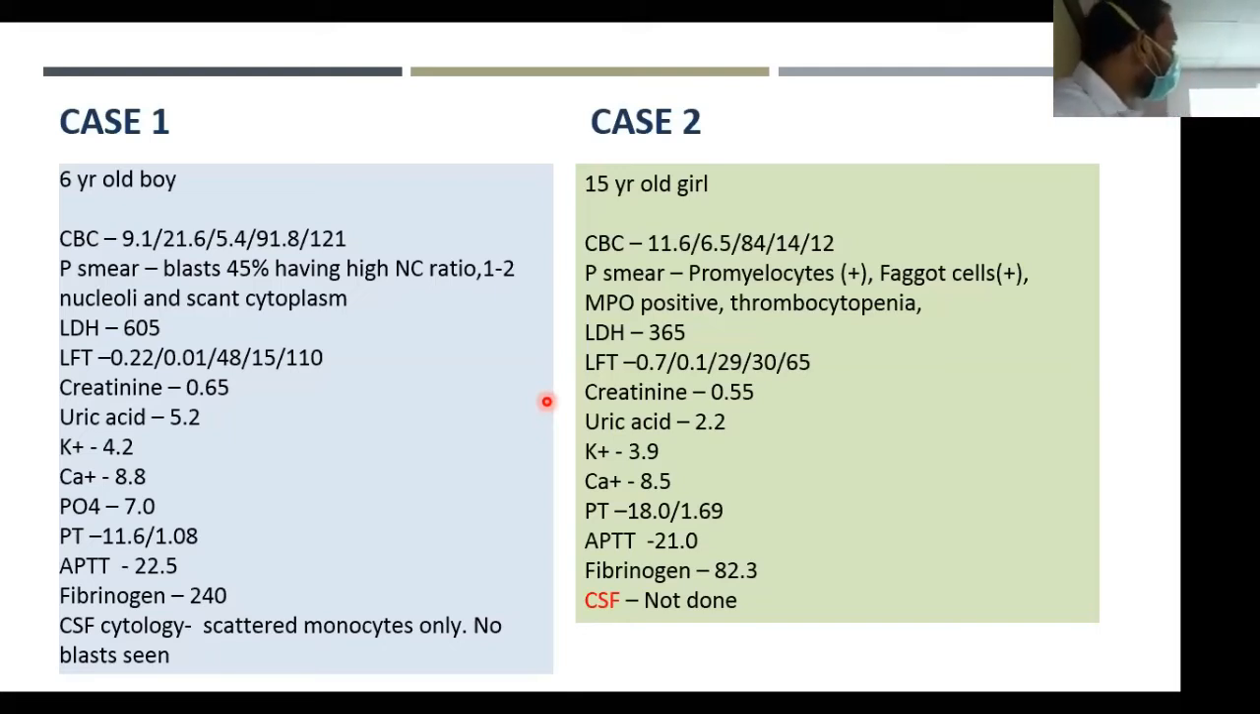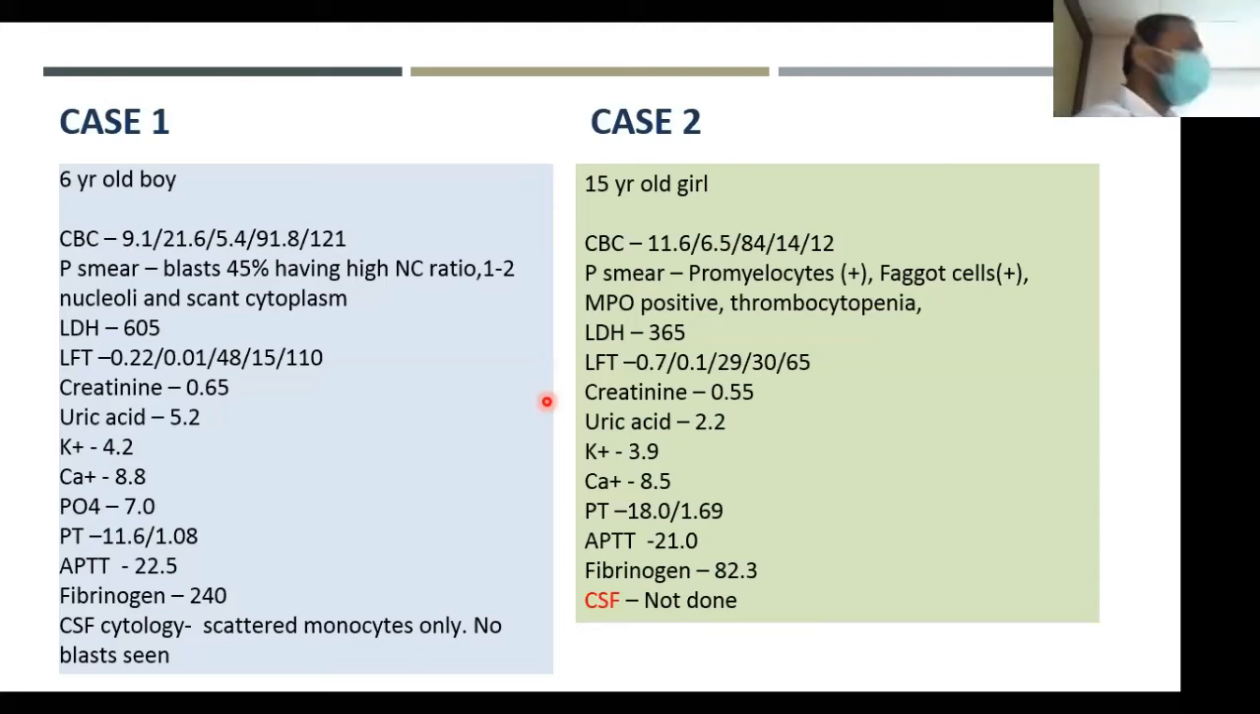MPO is positive, basically a myeloid marker. Thrombocytopenia. LDH is elevated, LFT and creatinine, everything is normal. You can see the PT is prolonged, and fibrinogen is very low, 82. So in this case, even if I correct only platelets, she will bleed again. This needs aggressive correction. Otherwise, we will lose the patient to an intracranial bleed, because mortality is very high in the first 1-2 weeks. So fibrinogen is very essential in suspected APML.